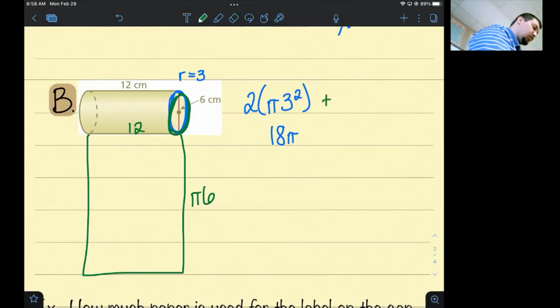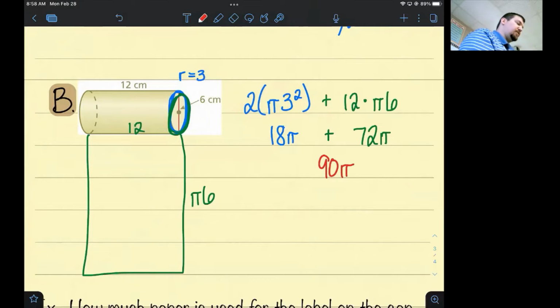So 12 times pi times 6. Frank, what's 12 times 6? 72. Now put the pi symbol behind it, just like we put the pi symbol behind the 18. We've got the area of our rectangle. We've got the area of our two circles. We're ready to add now. Natalie, what do you get when you add 18 and 72? 90. 18 pi and 72 pi just makes 90 pi. And now go ahead and times by 3.14.